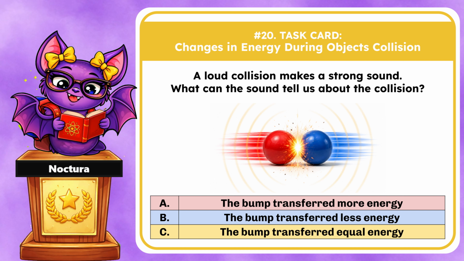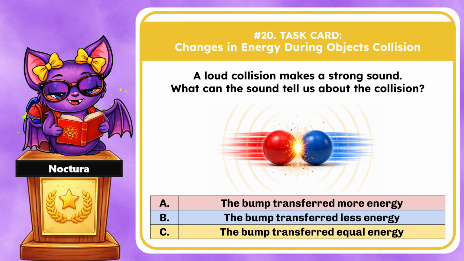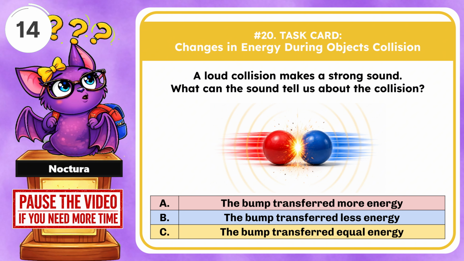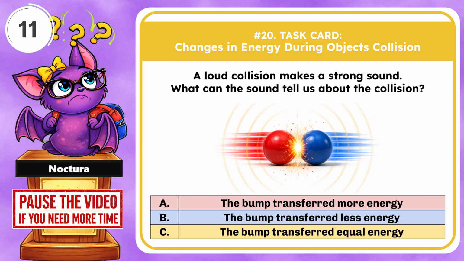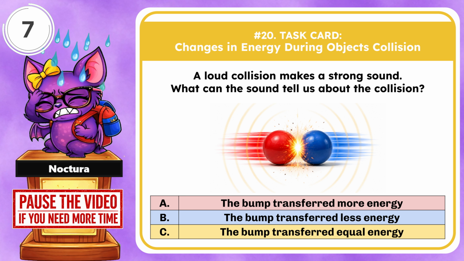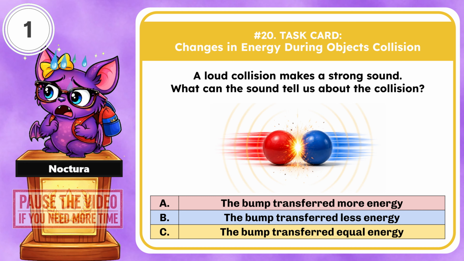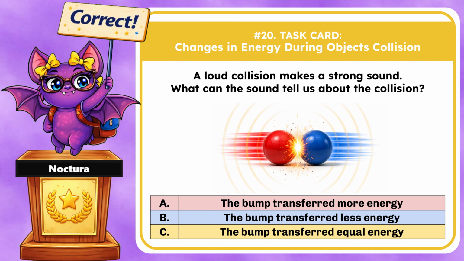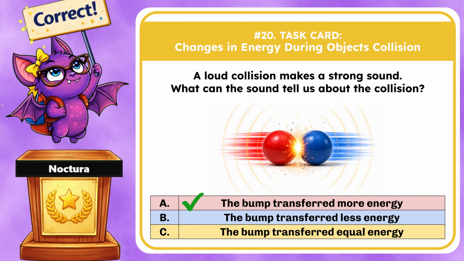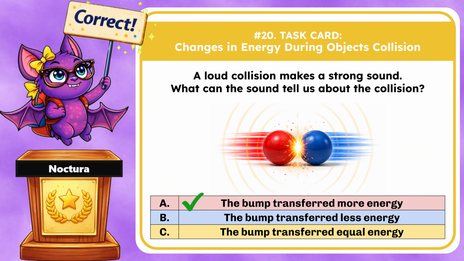A loud collision makes a strong sound. What can the sound tell us about the collision? And the correct answer is letter A, the bump transferred more energy.